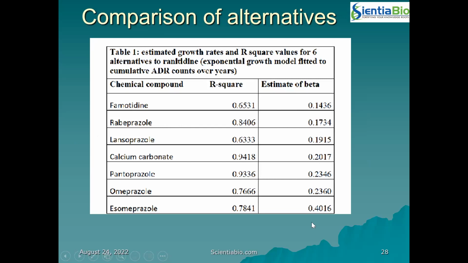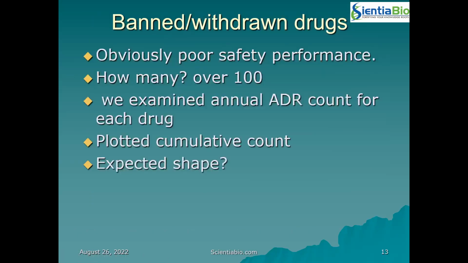So if you ask me, I would say choose ones with low value of beta, but high value of R square. And therefore, I would much rather go here. So in my opinion, if you accept my approach, rabeprazole is the safest alternative to ranitidine. And what is the shape that you expect? If on the x-axis I have year and y-axis I have total number of adverse reports about that drug with the WHO up to that year, what is the shape?